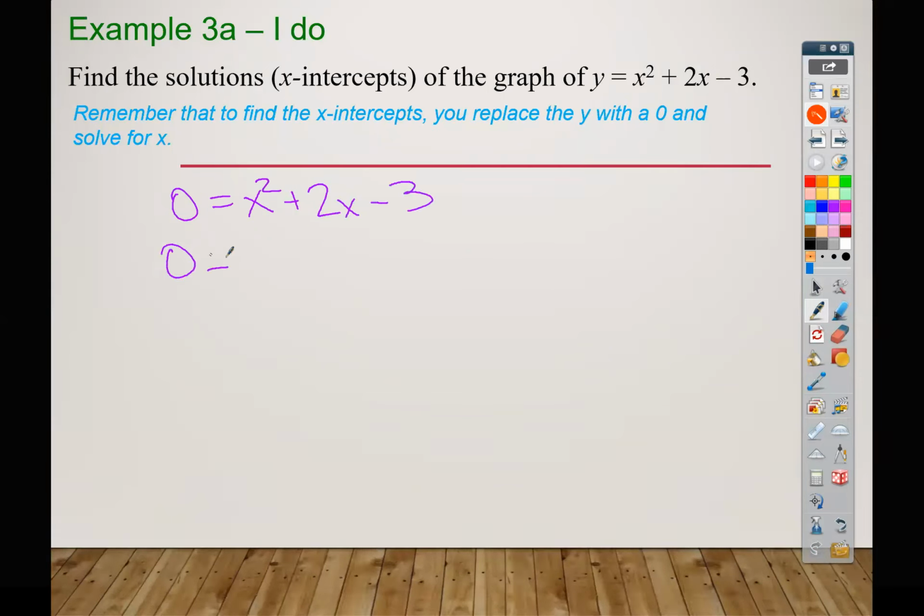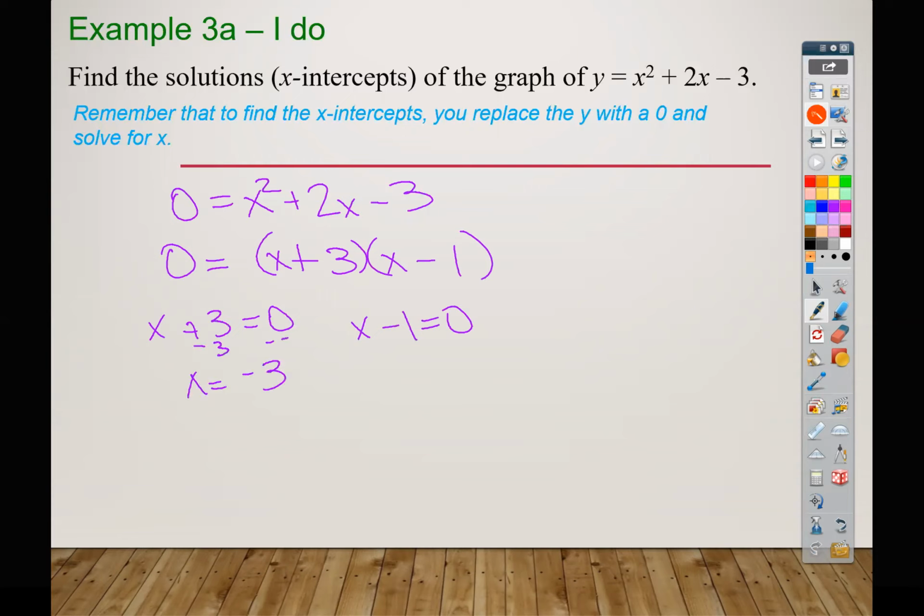Okay, so I've got what times what is x squared, x times x. What times what is 3? That would give me a +2. So that would be a +3 and a -1. So if I set those equal to 0, I would get x equals -3 and add 1 to both sides, and I would get x equals 1.